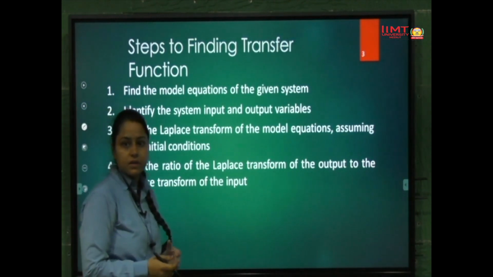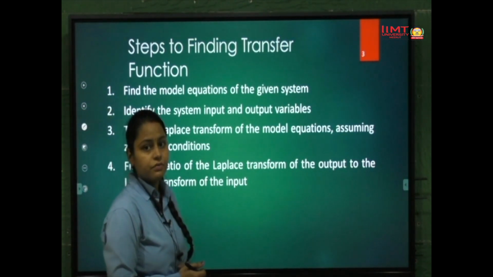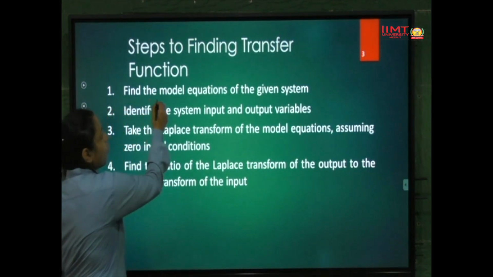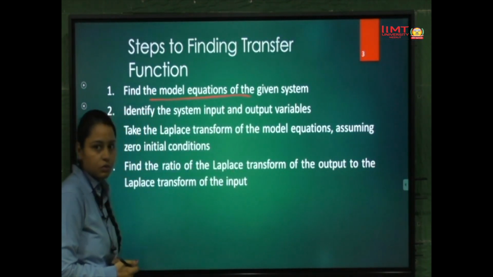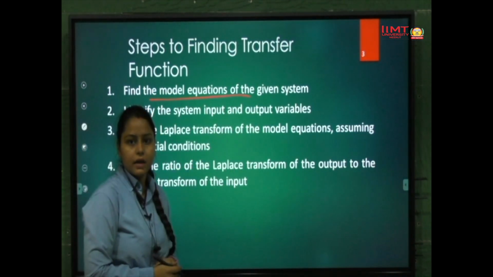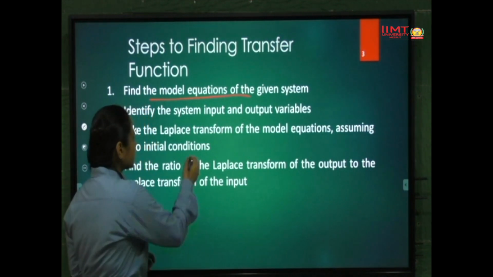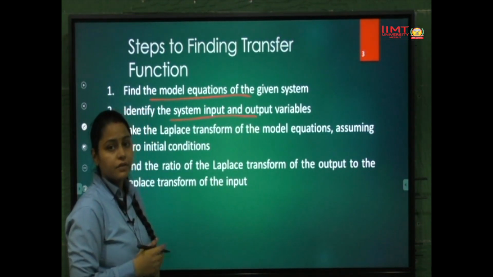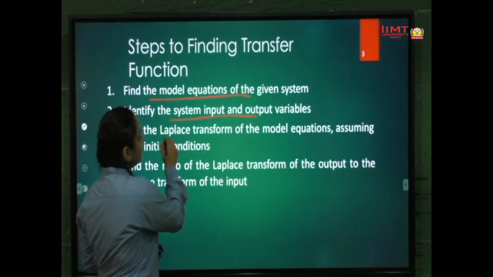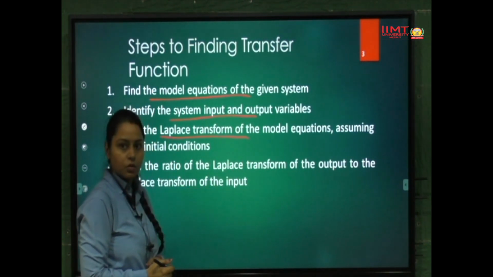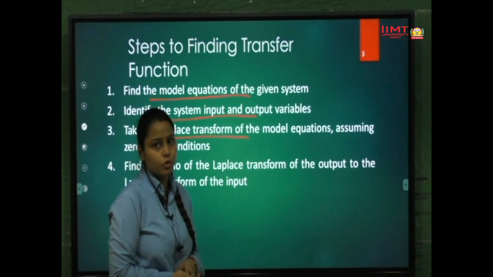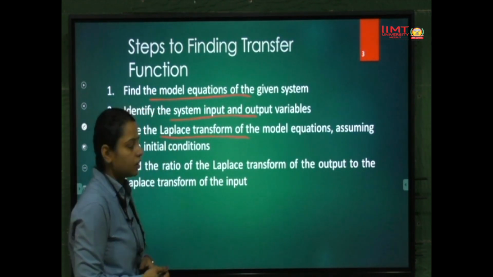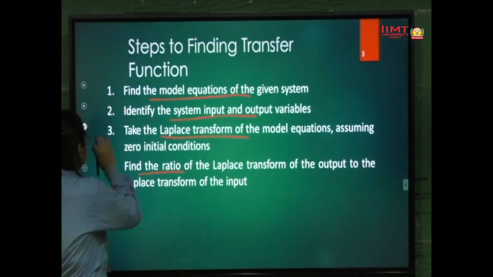So we have some steps to find the transfer function. First is to model the equations of the given system. So first we do mathematical modeling of the system, and then in the next step we identify what is the output and what is the input in the system, and then we take the Laplace transform while considering all the initial conditions as 0, and then we take the ratio of the output to the input. So finally we get the transfer function.